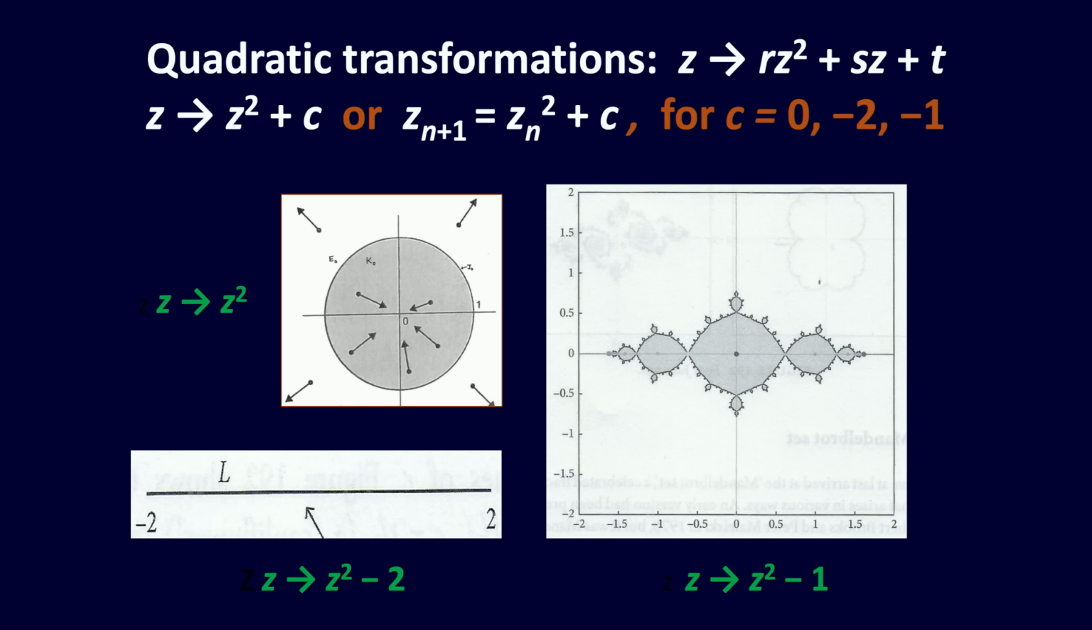For each value of c, we'll distinguish between the set of initial points that stay finite, ultimately, and those that go to infinity. And the boundary between them is called the Julia set, after the French mathematician Gaston Julia, who studied them in the early 20th century.